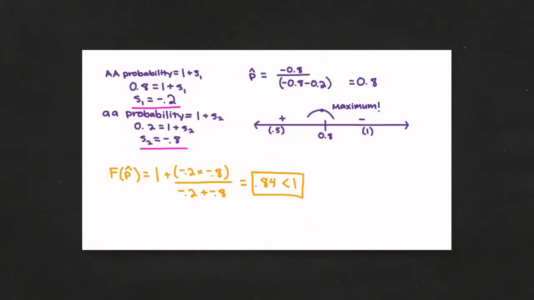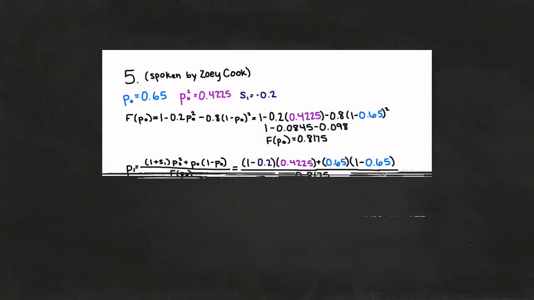Lastly, we proved that f(p hat) equals 1 plus the quantity of s sub 1 times s sub 2 divided by the quantity of s sub 1 plus s sub 2, which is less than 1. We found f(p hat) equaled 0.84, which is less than 1.